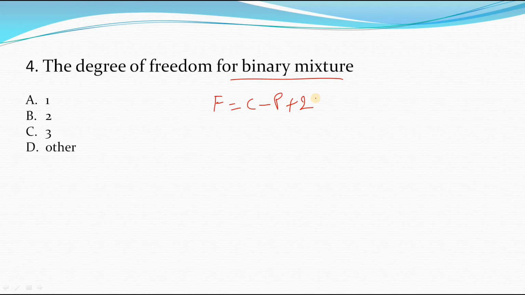Okay, so what is the significance of degree of freedom? Degree of freedom tells us how many variables are required to define the system. Now what is F? F is the degree of freedom, C is the number of components, P is the number of phases, and 2 is a constant. Okay, and we are talking about the binary mixture.